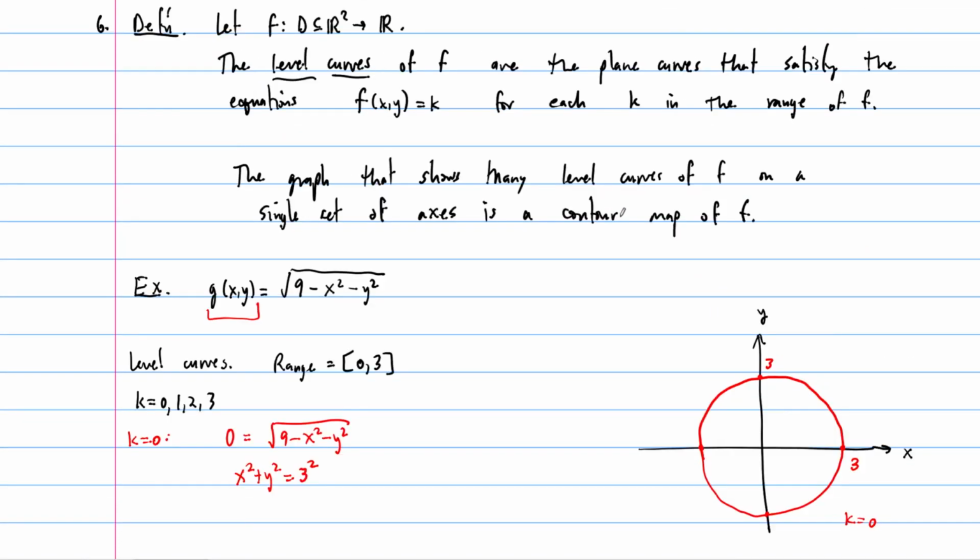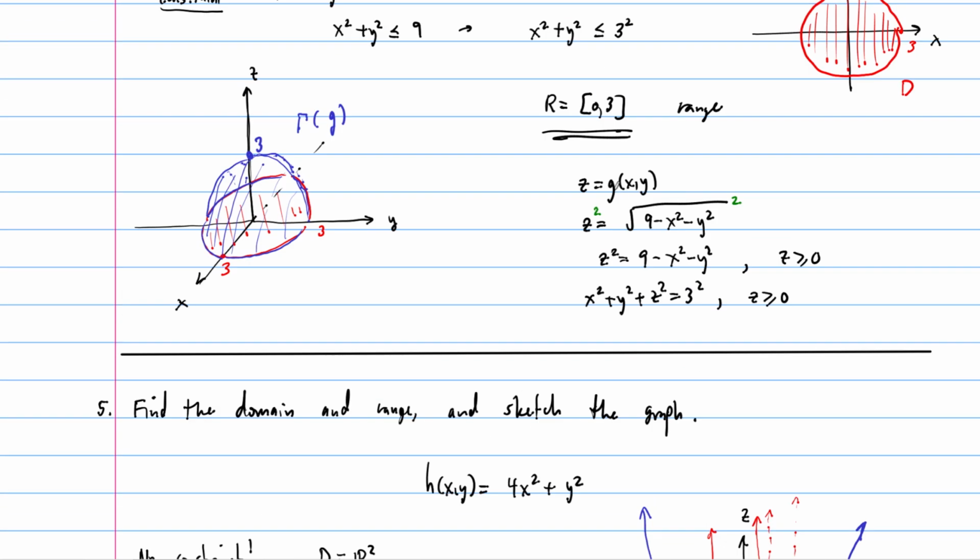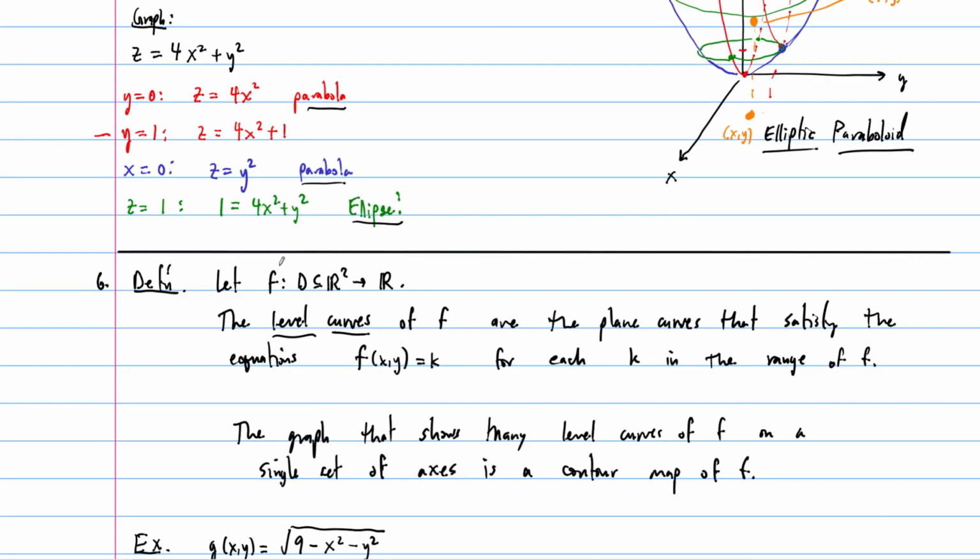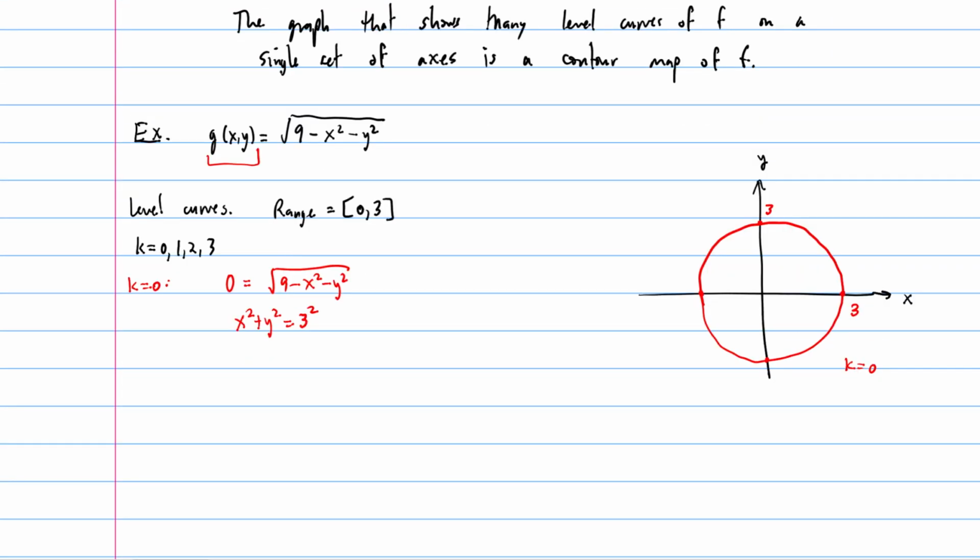All right, as we scroll up again, does that make sense? Yes, the circle of radius 3 is at a height of z equals 0 on the graph, right? As far as the graph's concerned, when the height is 0, we get this circle of radius 3. All right, let's go up to k equals 1.